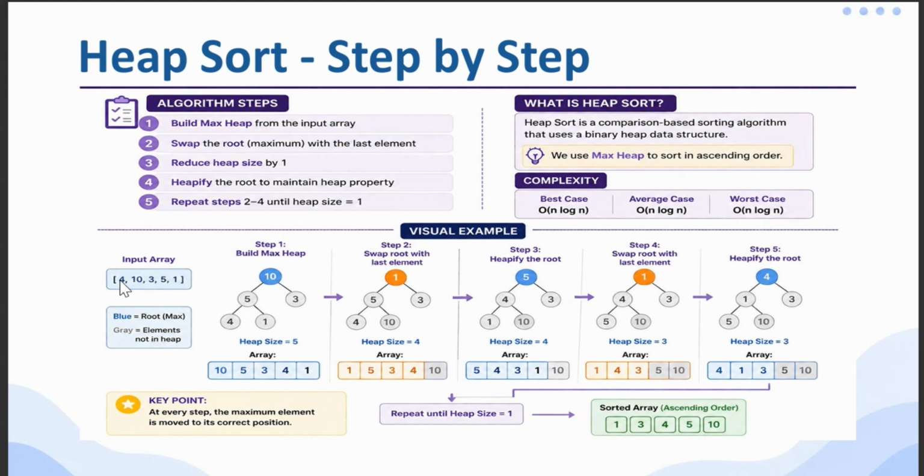We need to rearrange its elements so that they satisfy the max heap property. We do this by heapifying each non-leaf node, starting from the last non-leaf node and working up to the root. After this step, the largest element is at the root. Here you can see.